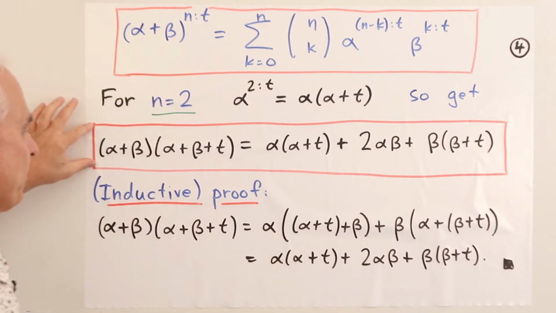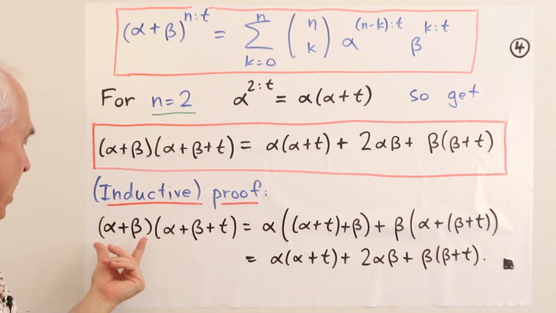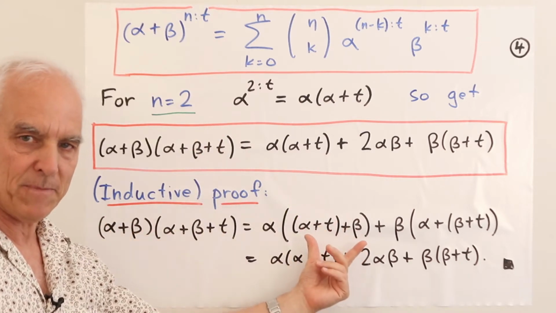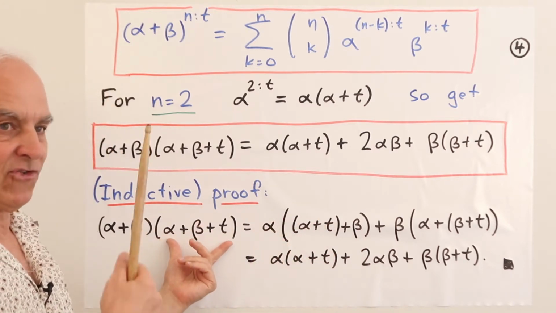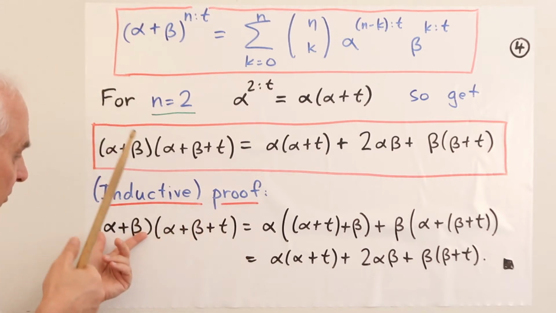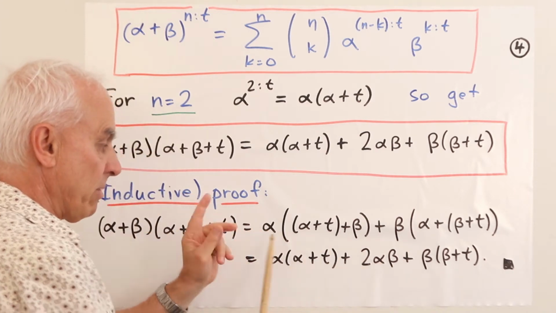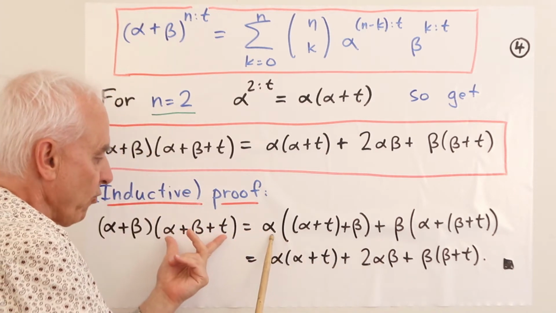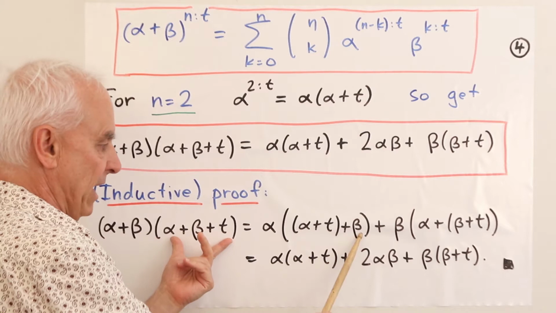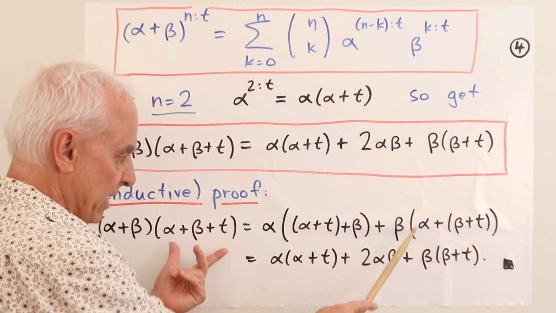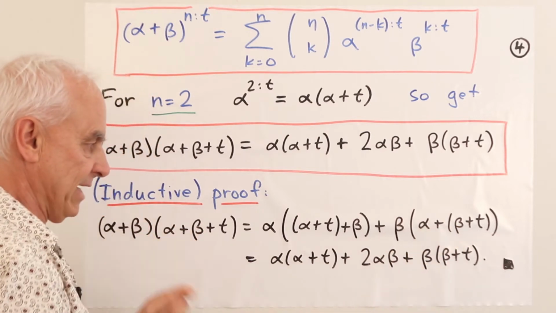So we're going to prove this the following way. We're going to start with the n equals 1 identity, which I remind you was alpha plus beta equals alpha plus beta. And we're going to multiply both sides by this new term alpha plus beta plus t. So on the left-hand side, we get alpha plus beta times alpha plus beta plus t. Over here on the right-hand side, we multiply alpha by this thing, but we rearrange it so that it's of the form alpha plus t first, then plus beta, while the beta term gets multiplied by the same thing, but rearranged so now that it's alpha plus beta plus t.